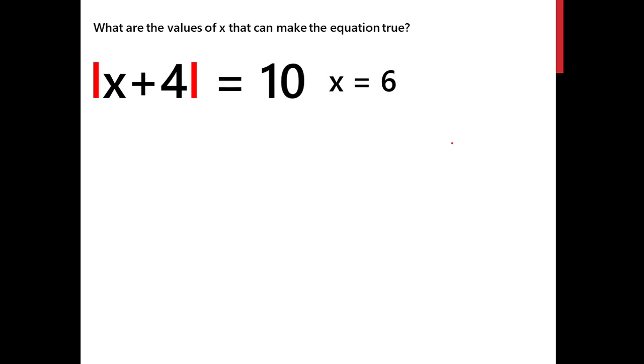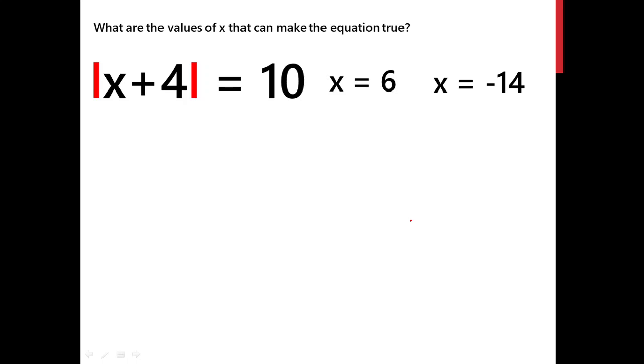How about the second possible value of x that can make the statement true? Is this your answer or is your answer negative 6 also? So the answer is negative 14 because if you use negative 6 plus 4 is negative 2, and the absolute value of negative 2 is positive 2 or 2. So the other value of x is negative 14 to make the statement true because negative 14 plus 4 is negative 10 and the absolute value of negative 10 is 10.